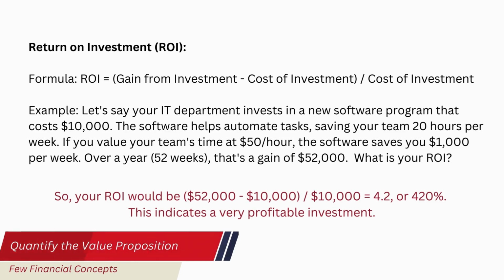Let's break it down. Say your IT team invests $10,000 in software that saves them 20 hours a week, and you value your team's time at $50 an hour. This saves you $1,000 per week or $52,000 a year, as there are 52 weeks in a year. Now you apply the ROI formula and you are getting 4.2 or a massive 420%. This means for every dollar invested, you get $4.20 back. Now that is a smart investment.